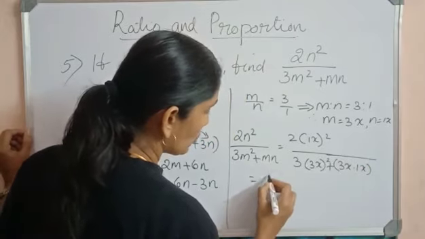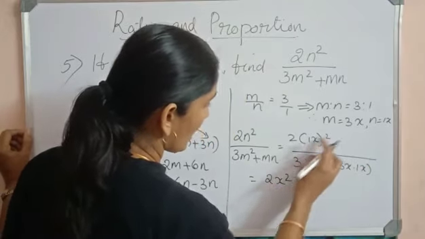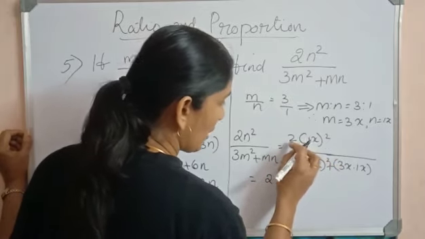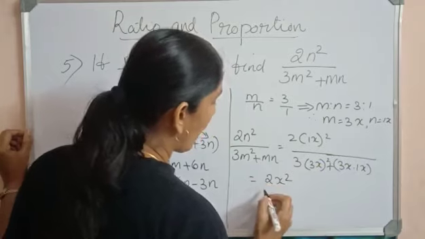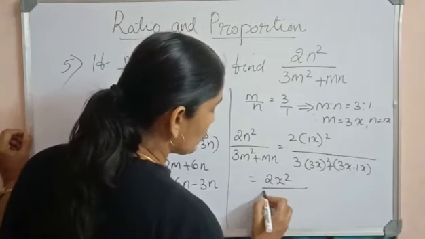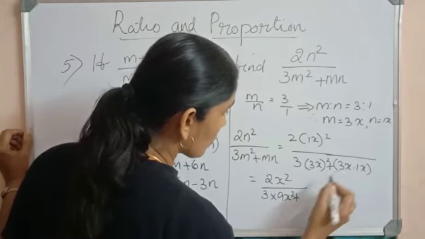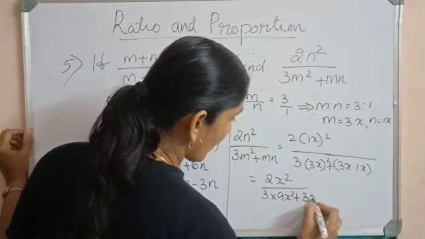This is equal to 2x square. 1x square is the same as 1x square itself. So when you are multiplying the 2, you will get 2x square divided by 3 into 3x the whole square, which is 9x square, plus 3x into 1x, which is 3x square.